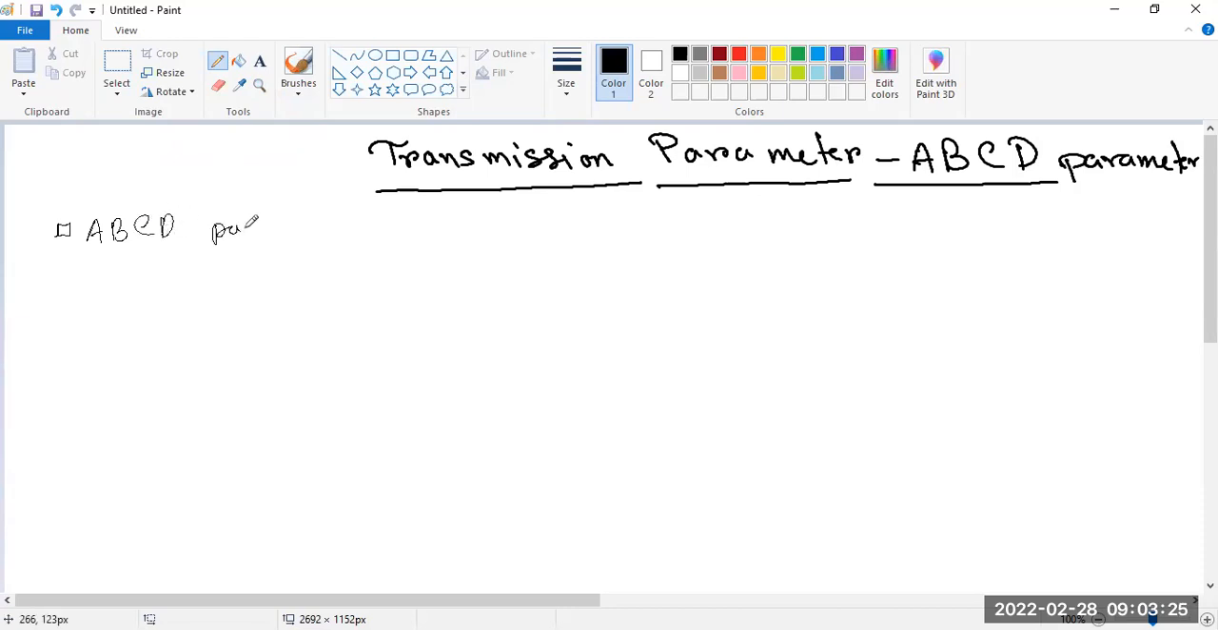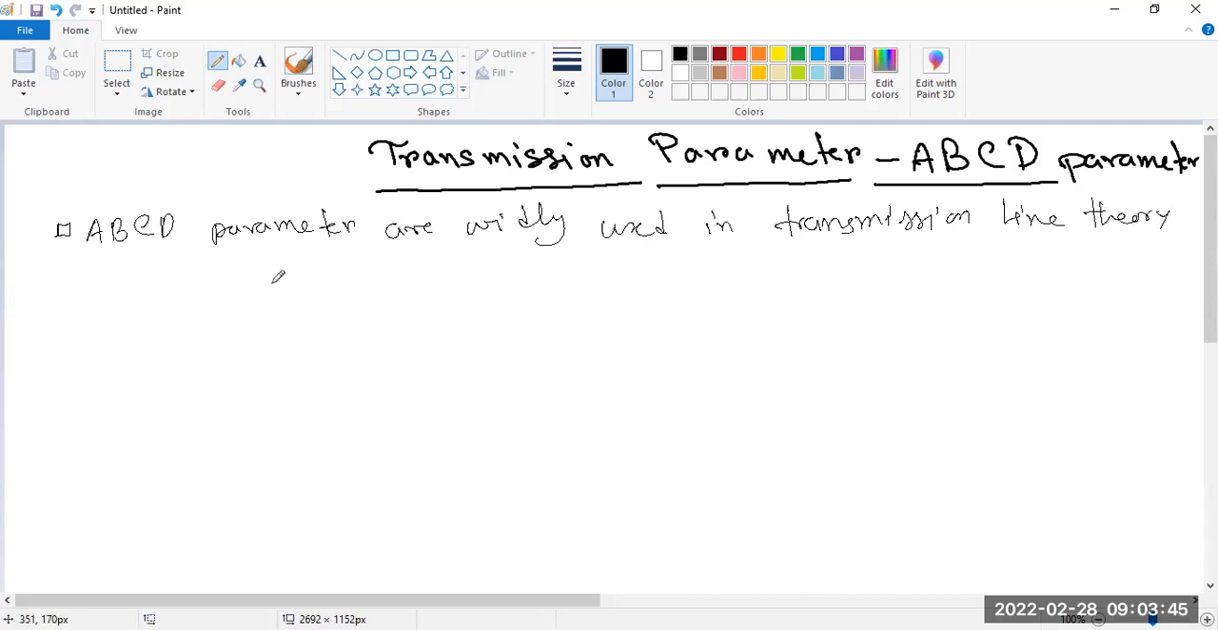ABCD parameters are widely used in transmission line theory and cascade network.